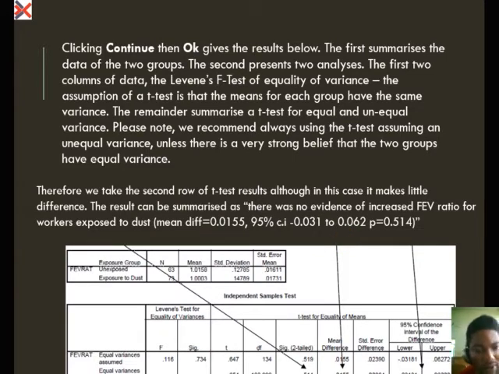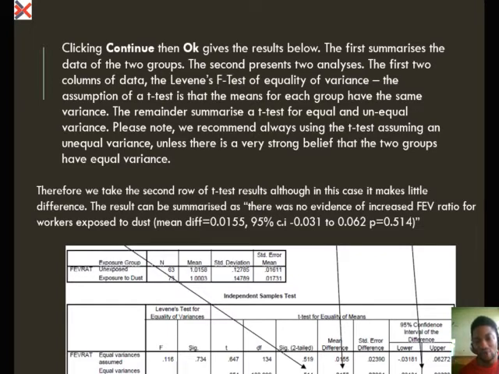Then we generate this table for us. Now we take the second row of T-test result. Let me start from the top. The first summarizes the data of the two groups. The second presents two analyses. The first two columns of data are the Levene's F test of equality of variance. The assumption of a T-test is that the means for each group have the same variance. Please note, I recommend that you always use the T-test assuming unequal variance unless there is a very strong belief that the two groups have equal variance.